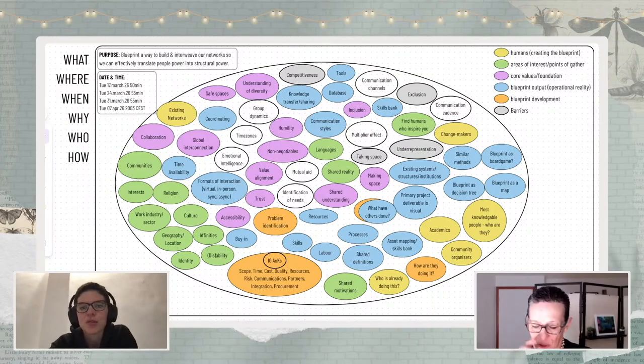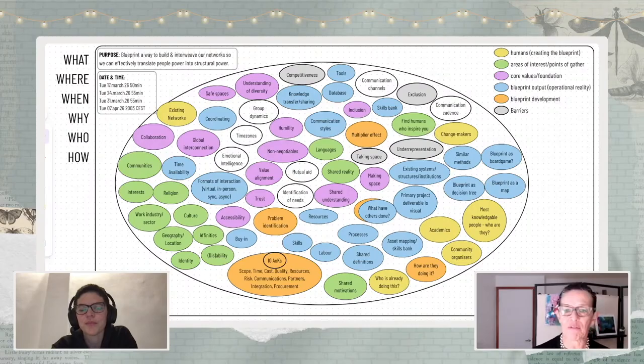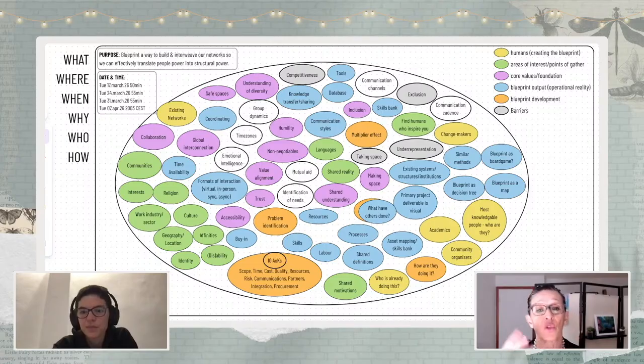I want to step back a little bit to ensure that there's a path here, because one of the things that we said: the orange is the project management to create this project. And then we have the greens, the points of gathering, or what brings people together. Yes, how communities form. The yellow are the people, the experts that we are going to rely on to get information to make this blueprint.